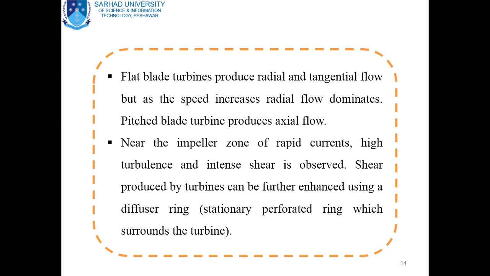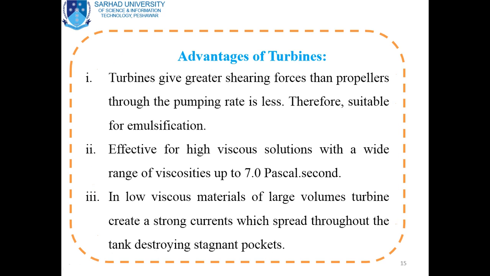Near the impeller zone of rapid currents, high turbulence and intense shear is observed. Shear produced by turbines, that is one of the mixing devices, can be further enhanced using a diffuser ring. A diffuser ring means a stationary perforated ring which surrounds the turbine, and this diffuser ring is responsible for shear production enhancement by the turbine.